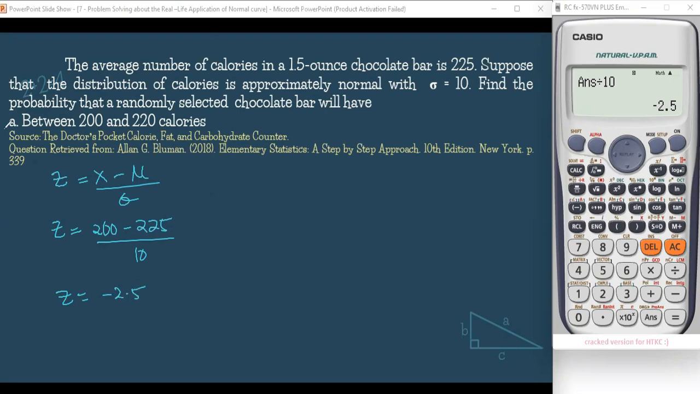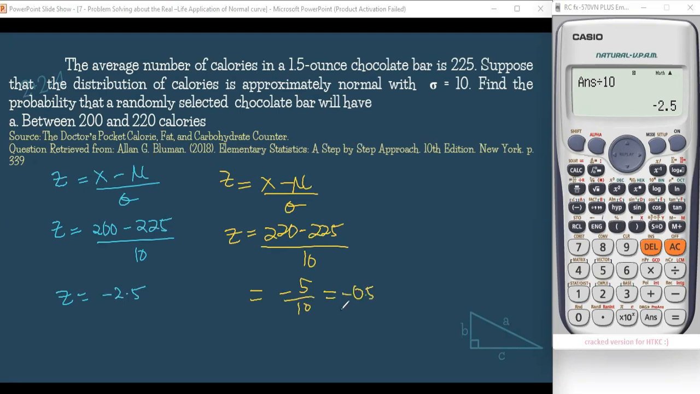So for the second naman po, let us use another color. We have z po is equal to x minus the population mean all over the population standard deviation. So z po is equal to 220 minus 225 all over 10. That is negative 5 over 10. That is equal to negative 0.5. So ito po yung mga z's natin.